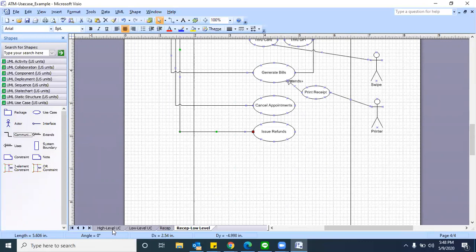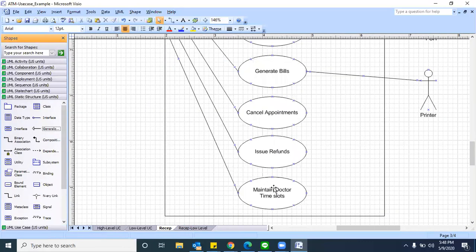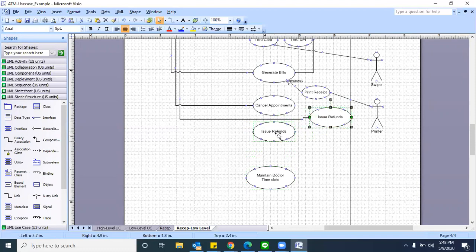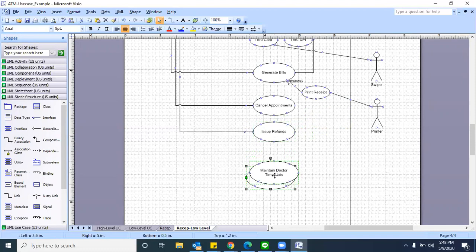Correct, sir. And finally, one more use case that we missed is Maintain Doctor Slots. For this, we don't have any supporting use cases as per my understanding, right? Yes, sir. So straight away, I'm keeping this.